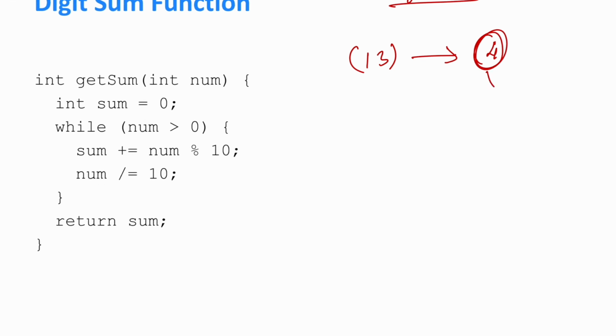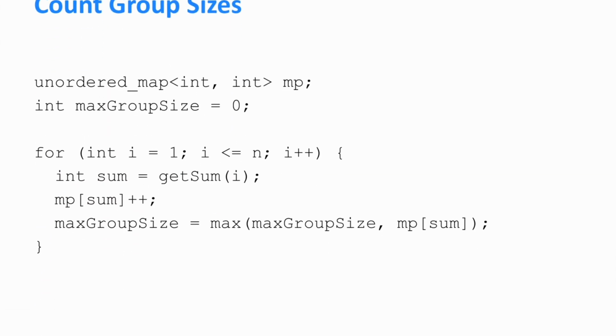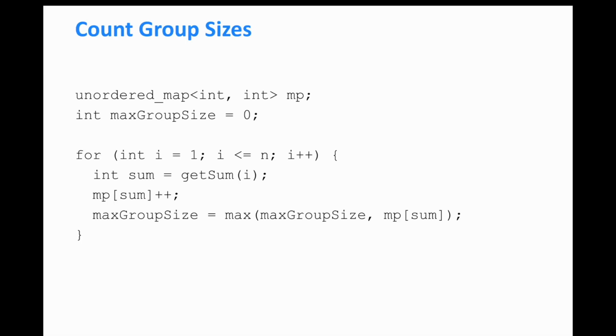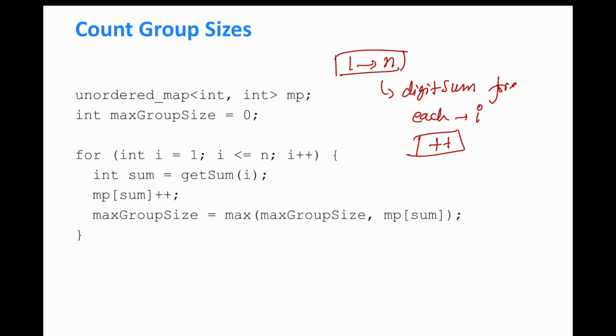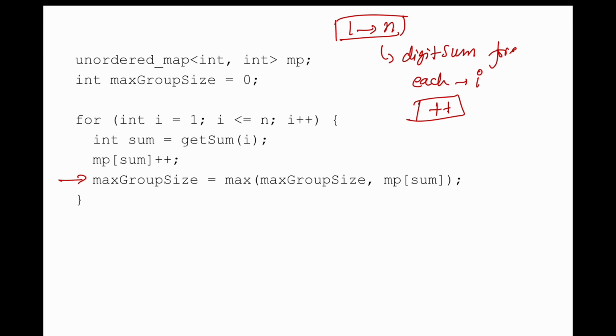Now see how we'll be storing the sum and the group size. For that we'll be using a map, guys. We just loop from 1 to n and compute the digit sum for each number, each i, and we simply increment the count of that sum. So from here we are also taking the maximum group size. So we are storing the maximum group size here itself.